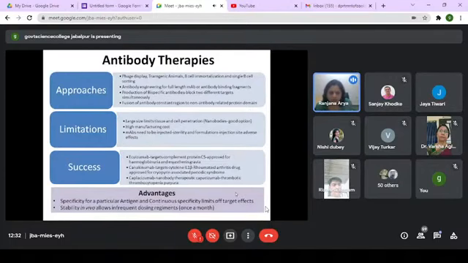So the advantages, of course, are the specificity, because this is highly specific, and also the stability in vivo allows infrequent dosing regimens, because once you have an antibody treatment, once a month will be good enough to provide you protection for that disease or infection.